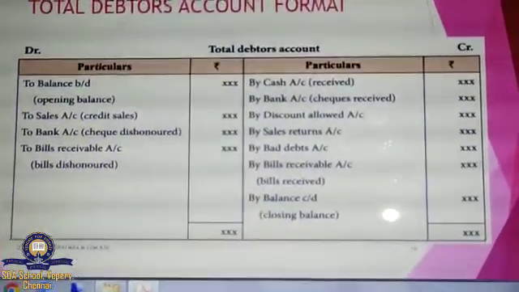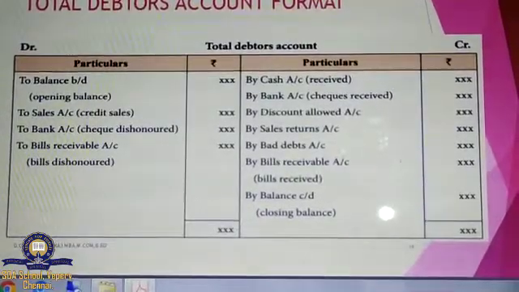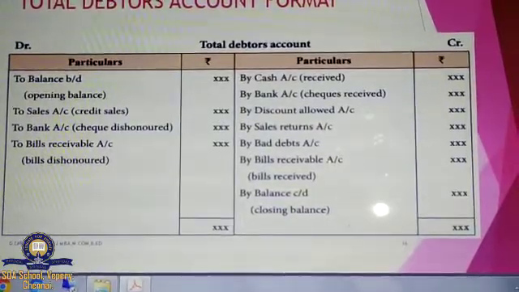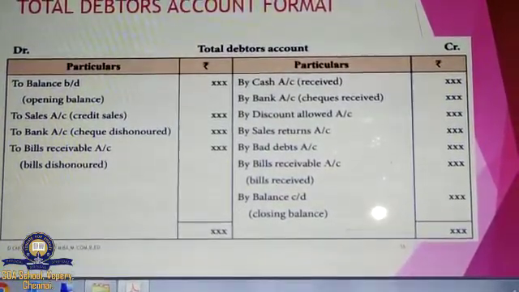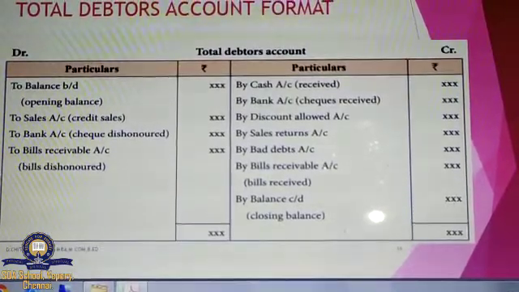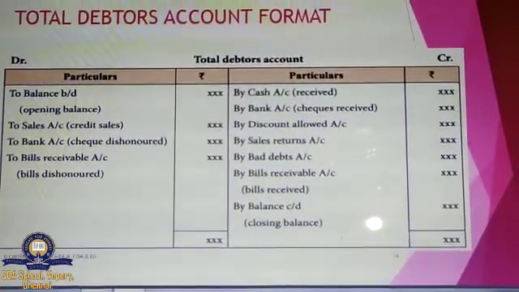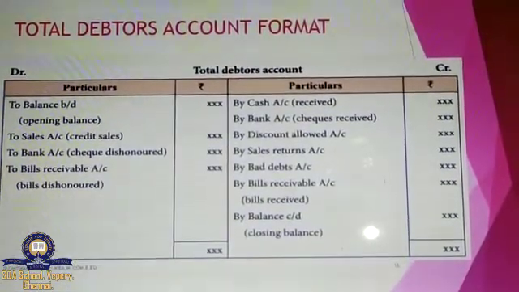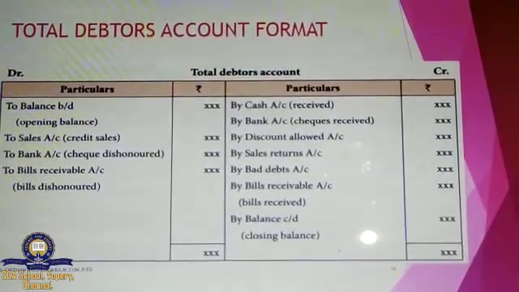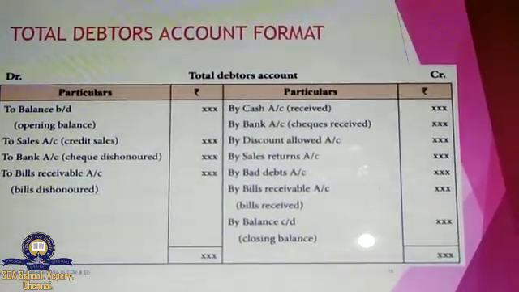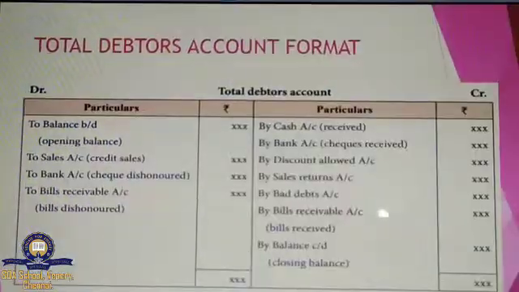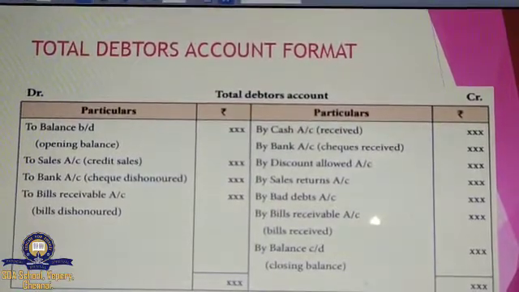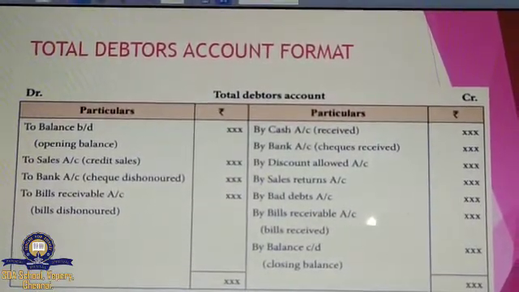Next, in the credit side, if we sell to the customer, in what way will we receive the money? Through cash. So in the credit side we have to put by cash. Sometimes they will give it in the form of a cheque. In that case we have to put by bank in the credit side. Why are we putting these items in the credit side? If the customer is giving money, our amount will be lower.